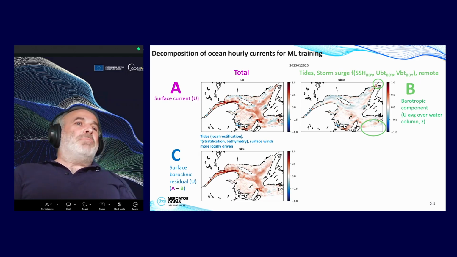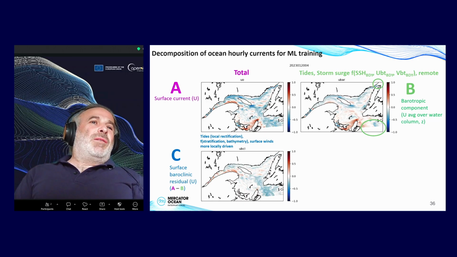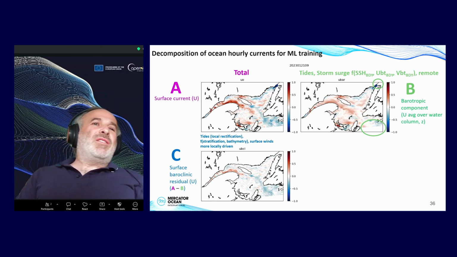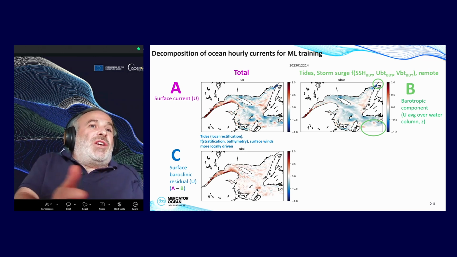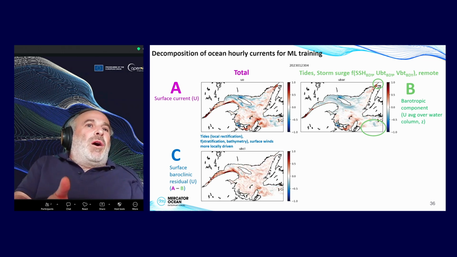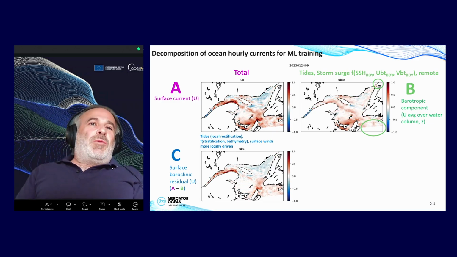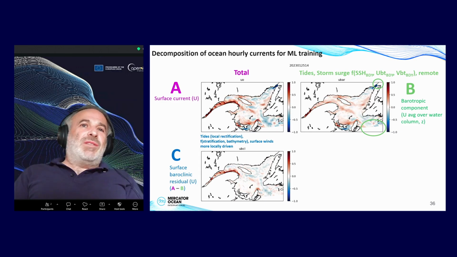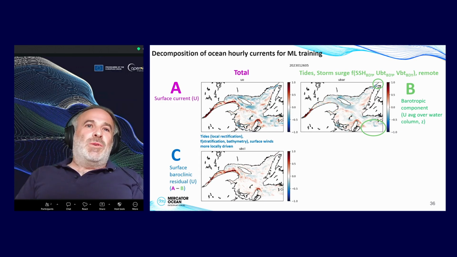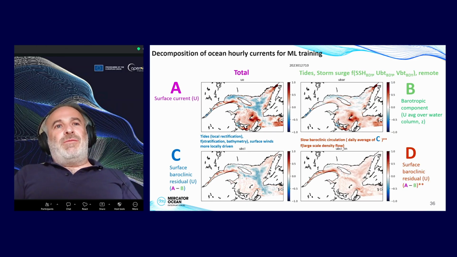And so the important thing here is that for this baroclinic part of the tidal energy, you cannot do a harmonic analysis because it depends on stratification, and the stratification evolves with months and seasons and climate change. So that's why I decided to include the tides in the machine learning process instead of trying to predict it with harmonic analysis.